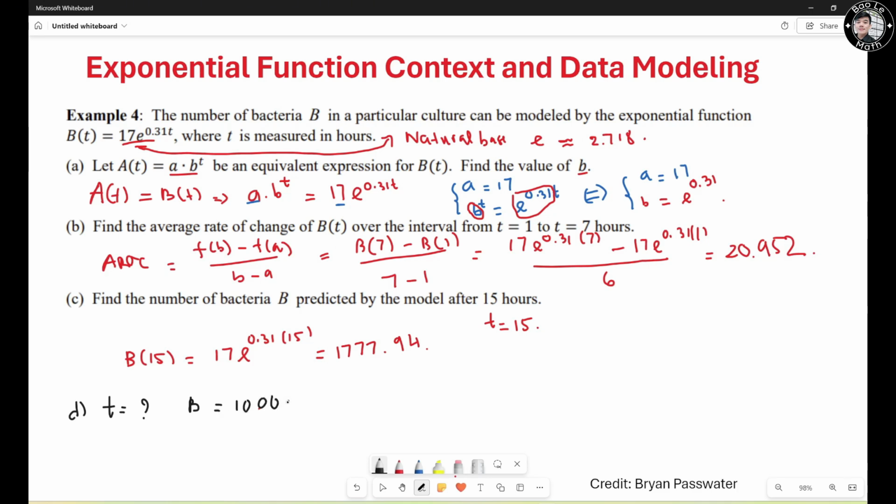Now question D. Find the value of t when the number of bacteria is 1000. Alright, so basically we have 17 e to the 0.31 t equals 1000. Now we have two different ways to solve this one. The first way, we need to graph the function f of t equals 17 times e to the 0.31 t, and the second function g of t equals 1000, and then we need to find the intersection.